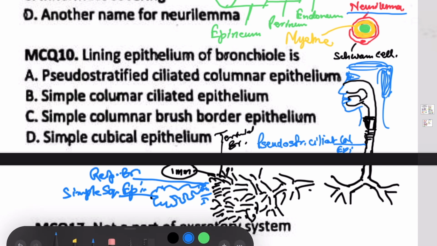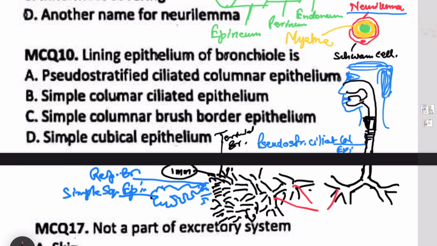So what will be the lining from the secondary bronchus up till the terminal bronchiole? The lining epithelium here will be simple columnar ciliated epithelium. Simple ciliated columnar epithelium. So that was about the epithelial portion.